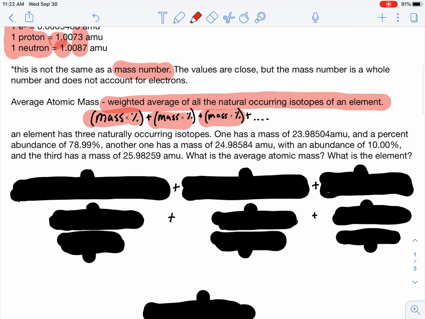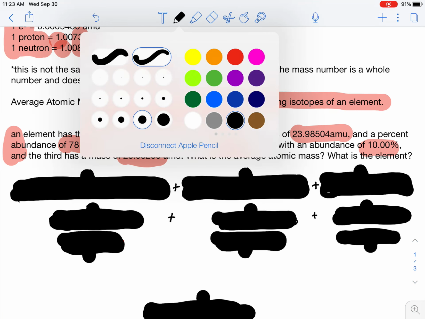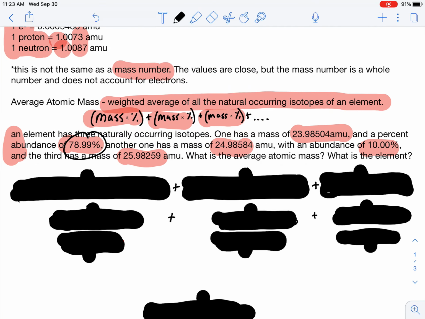Here is an example of that calculation. An element has 3 naturally occurring isotopes. Great. One of them has a mass of this and a percentage of this. Another has a mass of this, percentage of this, mass of this, percentage of... Oh, where's the third percentage? Oh no. Well, if there's only 3, I could probably add up this percentage. Oh, that's a thick line. I can add up this percentage and get the last percentage of the isotope. A little trick there. What are you going to do?